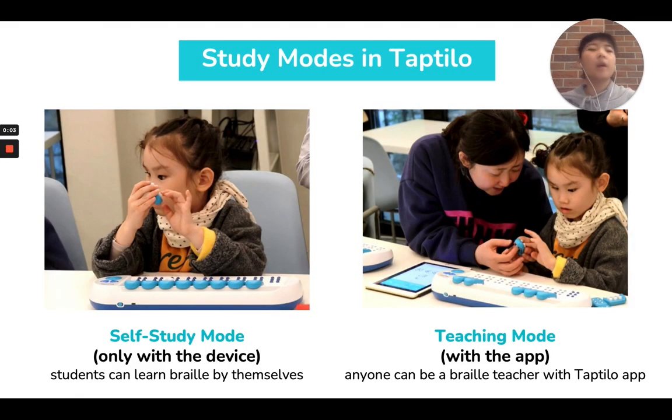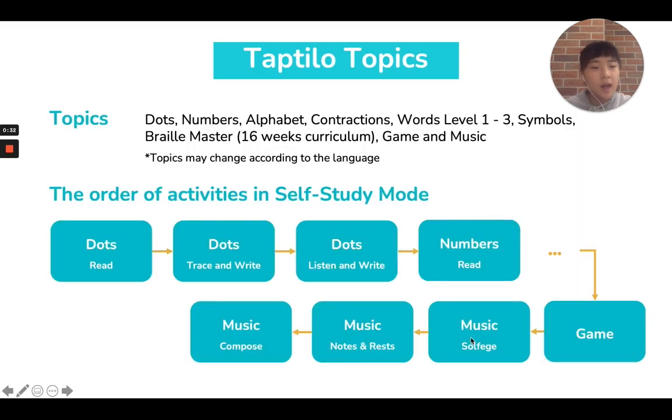And also, there are 2 study modes in Taptilo. The first study mode is self-study mode. Students can learn Braille by themselves, even without teachers, only with the device. This is called self-study mode. The second study mode is teaching mode. So the teachers connect the Taptilo app with the device, and they can teach Braille even if they don't know Braille.